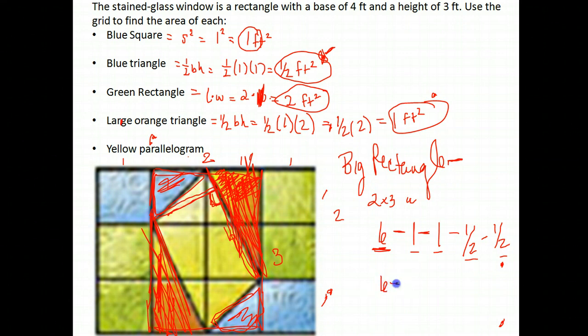That gives us 6 minus 1, 2, and the 2 halves make a third. So a third square. 6 minus 3 is 3. So the parallelogram has an area of 3 square feet. And again, we did that in kind of a roundabout way because it wasn't as easy to find the measurements with the parallelogram.